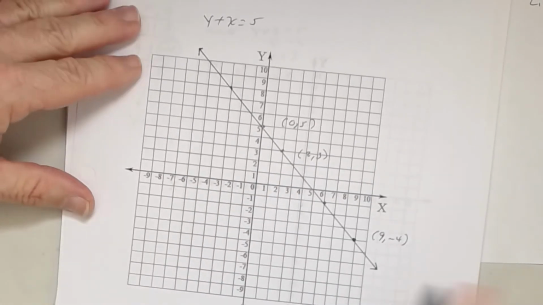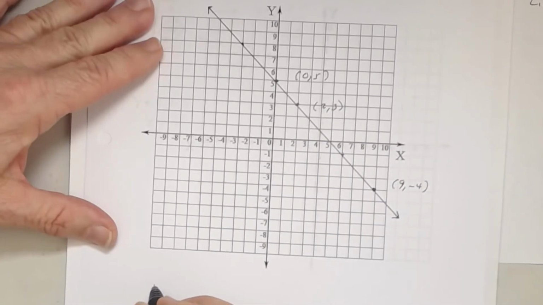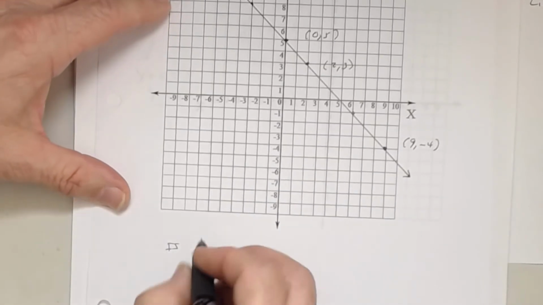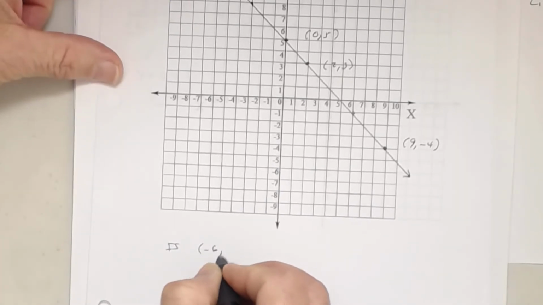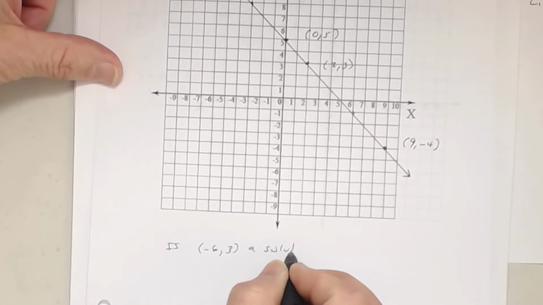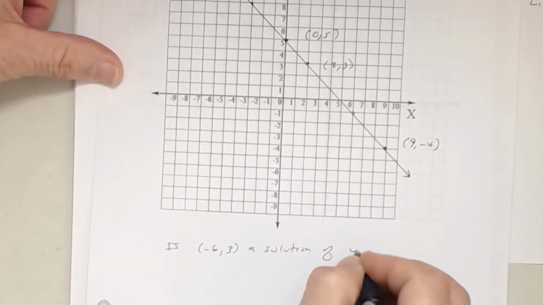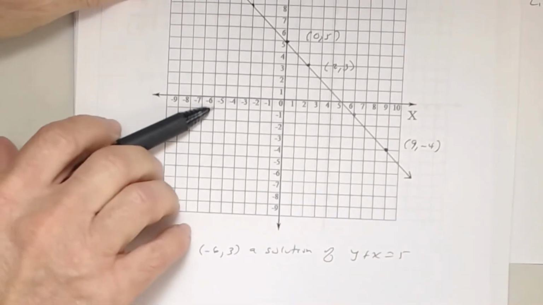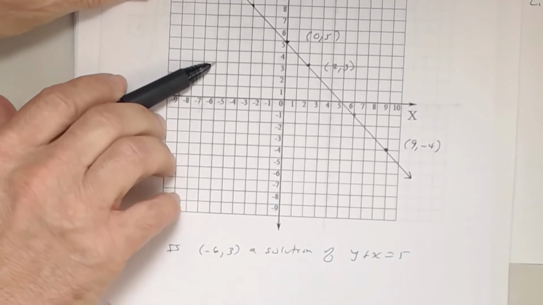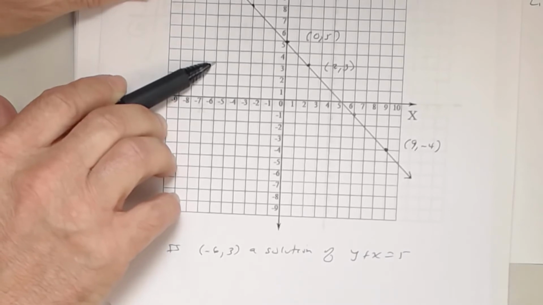So I'm going to ask you this. I'm going to write it down here. Is the ordered pair -6, 3 a solution of y plus x equals 5? Well, right away you said no because you saw that -6, 3 is located here, right? It can't be a solution because it's not located where? On the line. So yes, the answer is no for that reason.